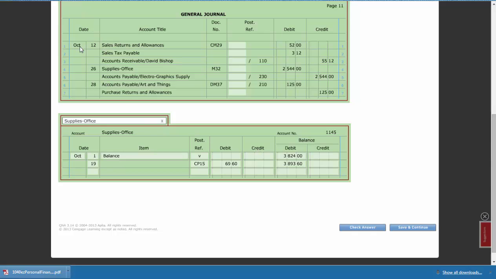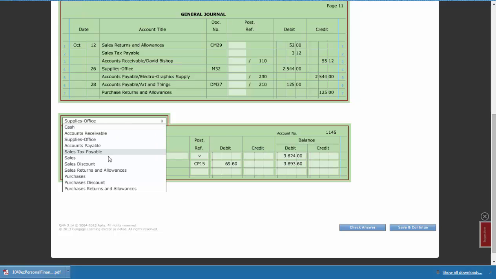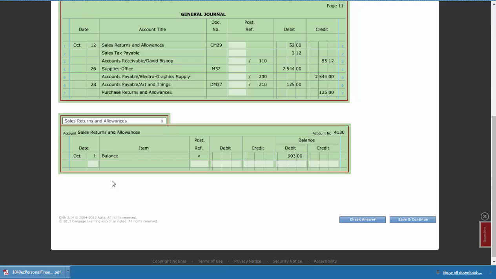On our general journal, line 1, October 12th, sales, returns, and allowances. Sales has a credit balance. Sales, returns, and allowances is a contra account to sales, so therefore it has a debit balance. That was a question over half the class got wrong on your test for the last chapter, what a contra account is. I've been saying that lots of times.